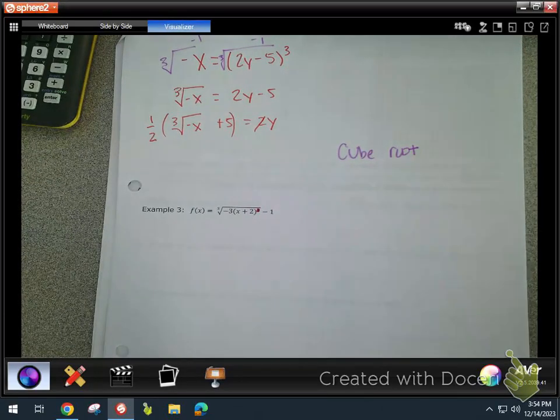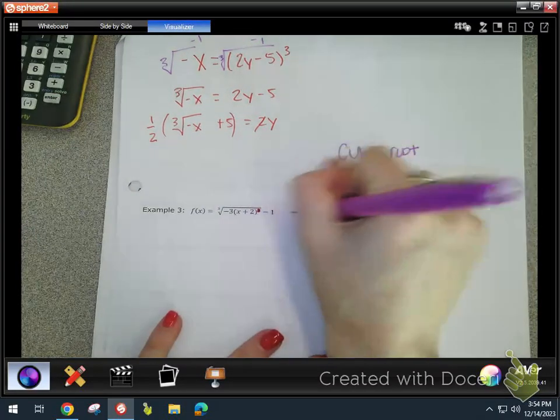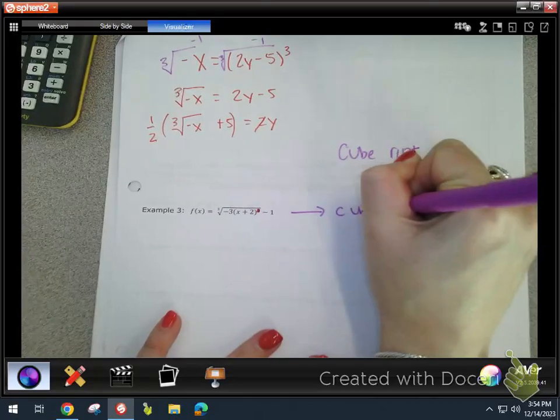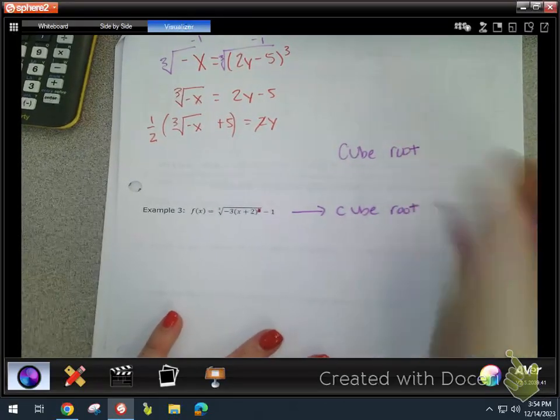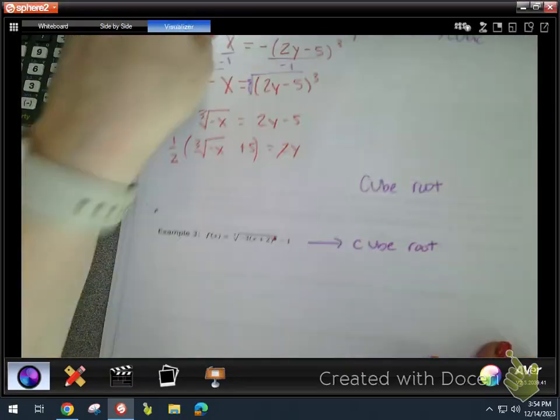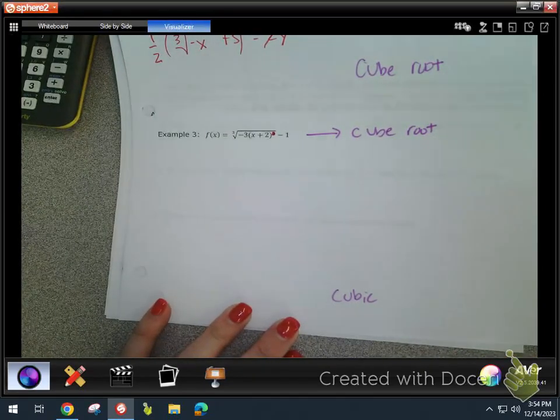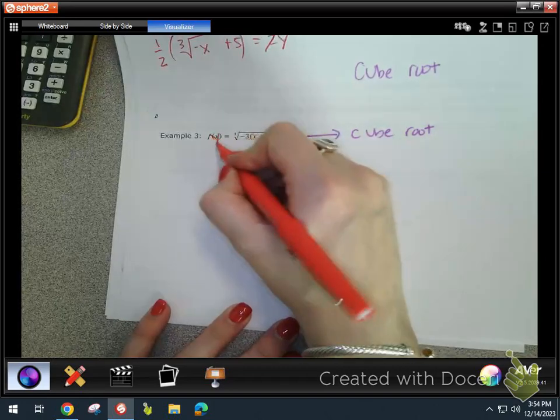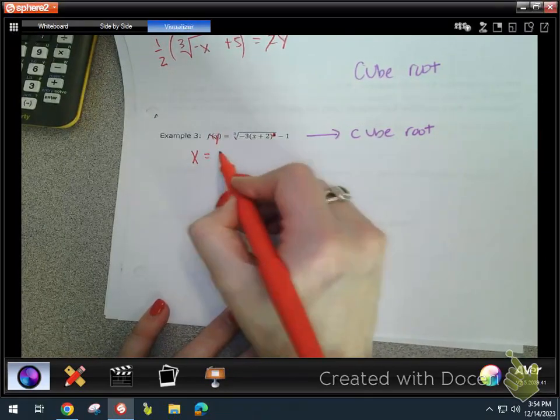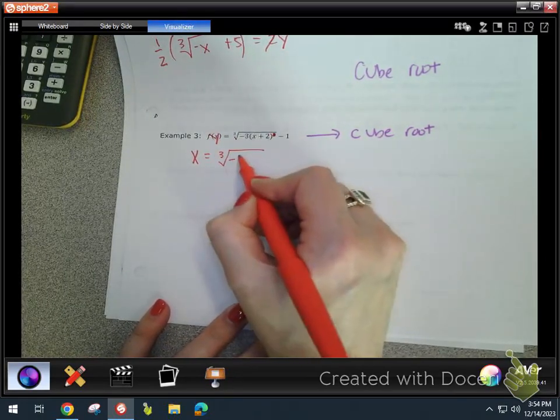What is the parent function of example 3 originally? It's a cube root. So what is your inverse going to be? Cubic. So I would just make a little note: when I get down here, I should get a cubic equation. I do the same thing at the beginning. I switch x and y. None of that is changing.